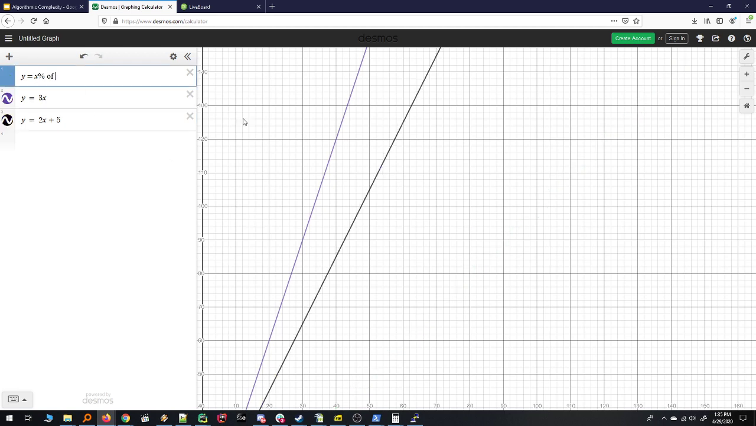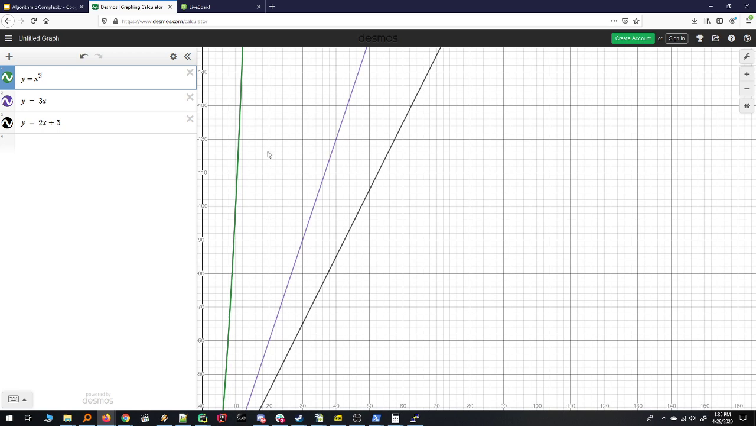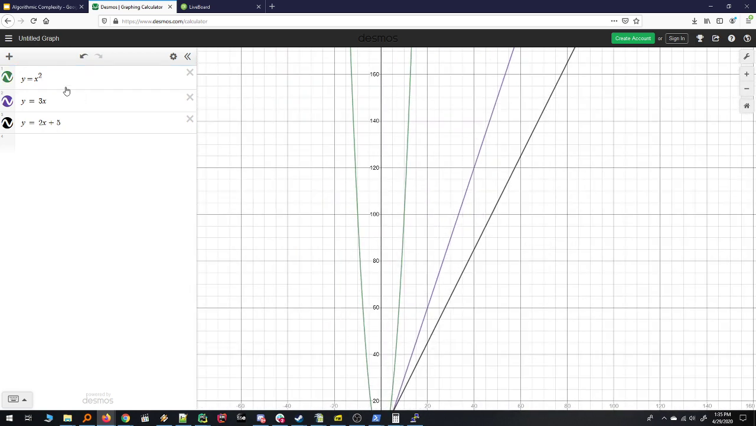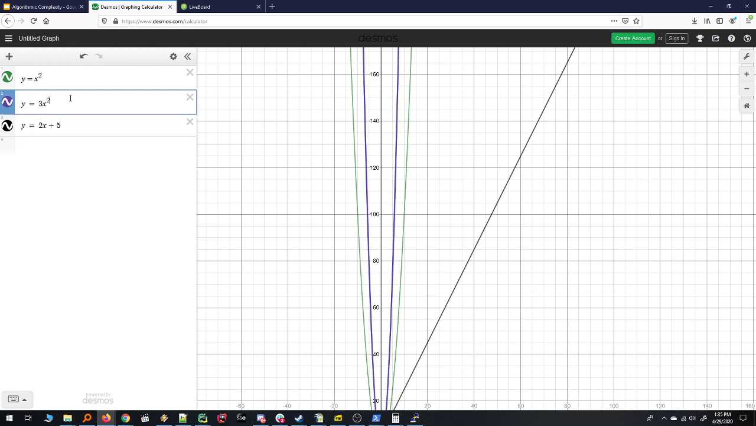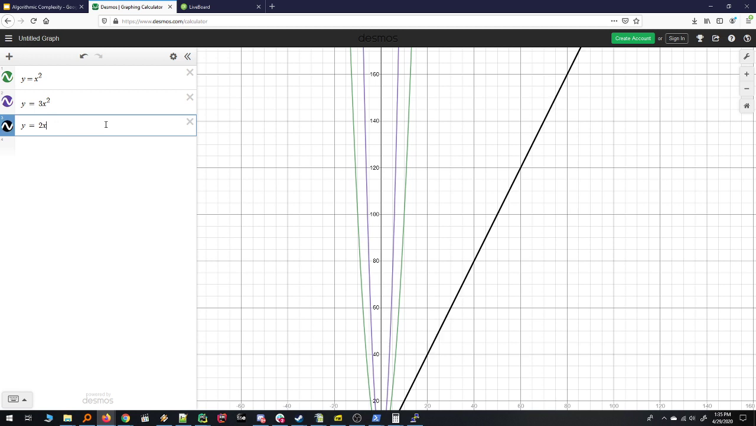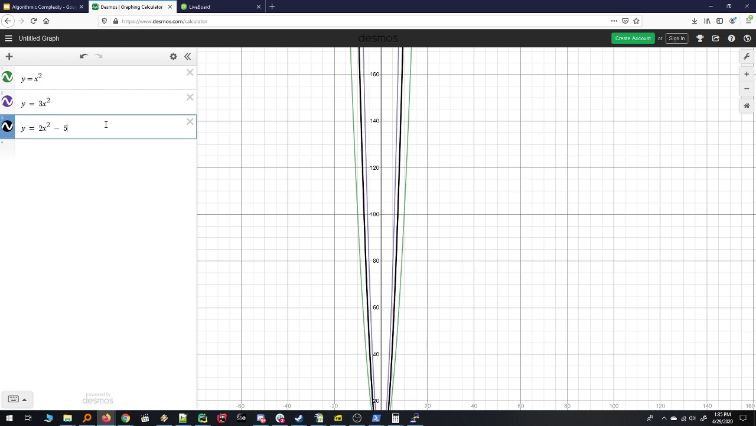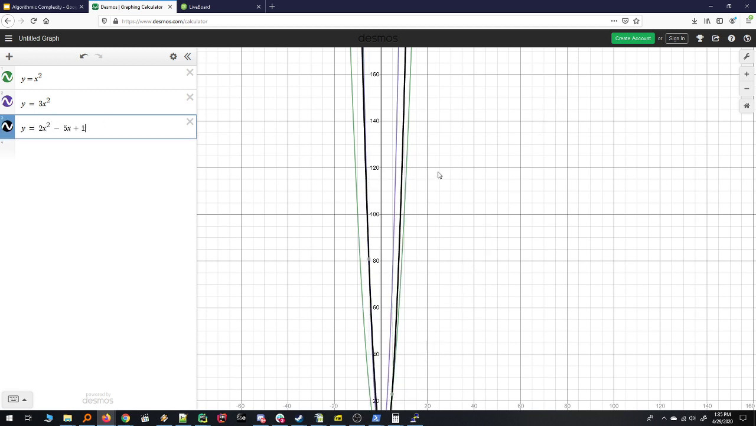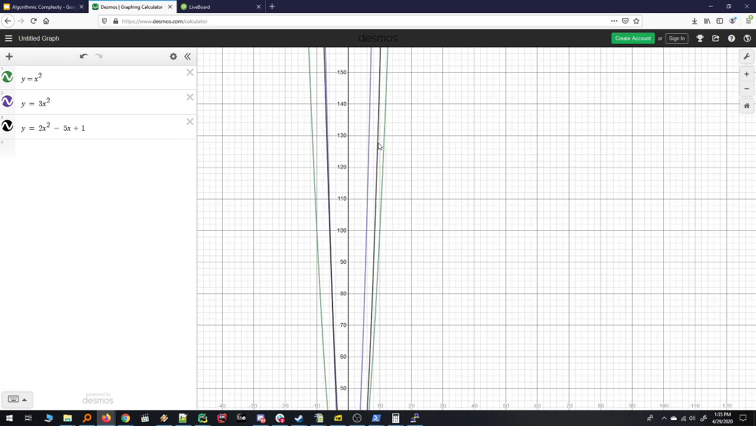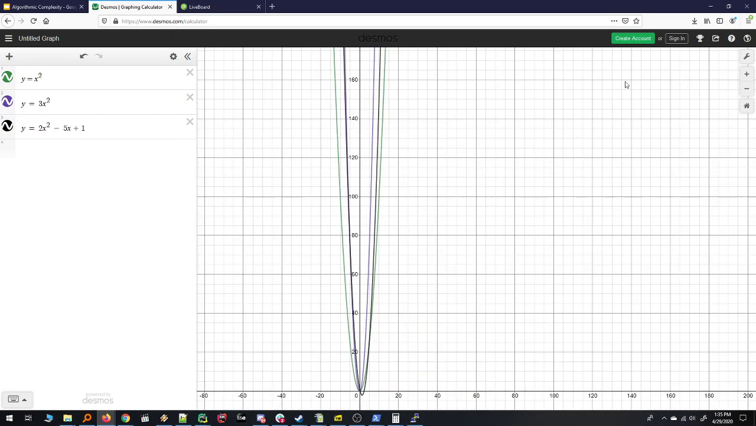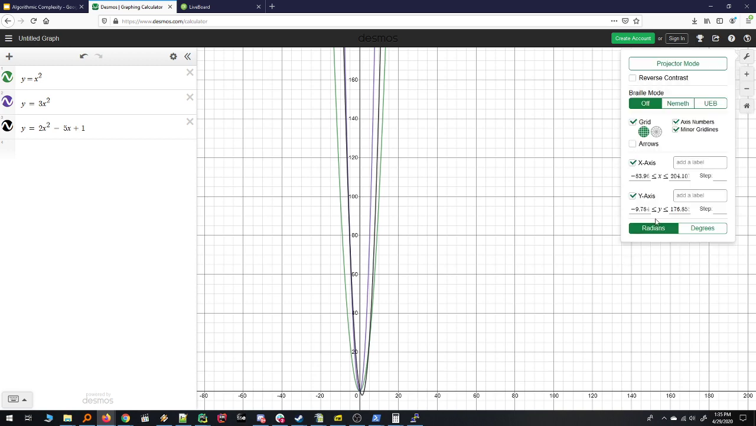And you can do the same thing. It might be a little harder to see maybe with x squareds or something. So let's make something 3x squared, and then let's make something 2x squared minus 5x plus 1, right? And so our goal here is to see that the black function is between these two functions. Now, it's a little harder to see, so let's adjust the domain again.